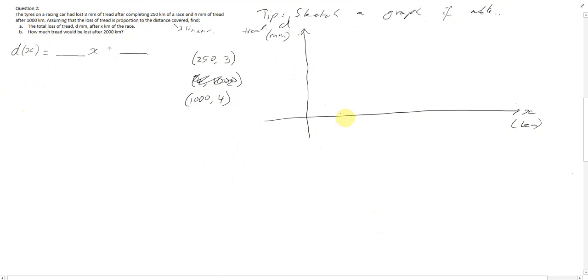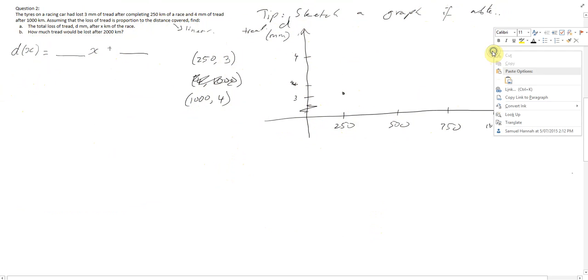So we've got, let's make this 250, 500, 750, 1,000. So this will have to be 3, 4. So 3 millimeters of tread here, 4 millimeters. Let's actually make this axis, let's do one of these, which means it's not proportional, and let's put 4 up here. Okay, so 3 is there, and 4 millimeters of tread. There we go. Whoops.